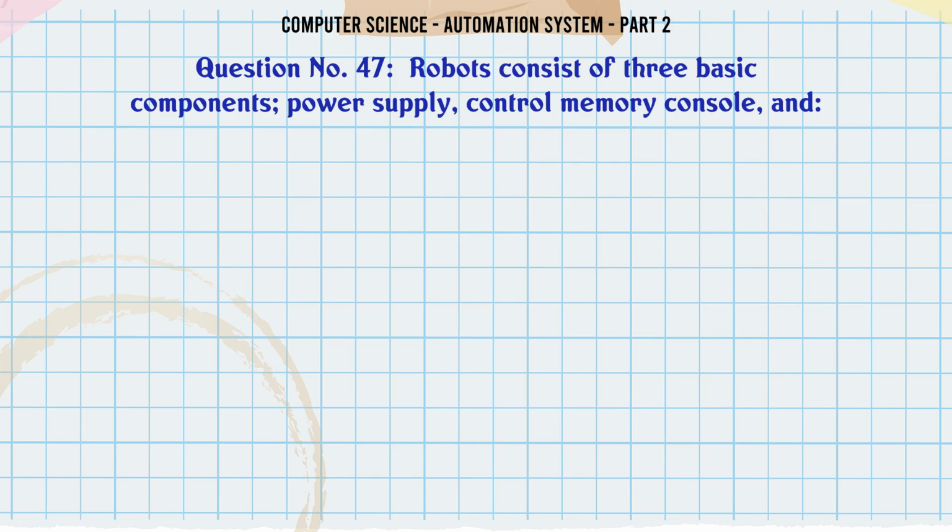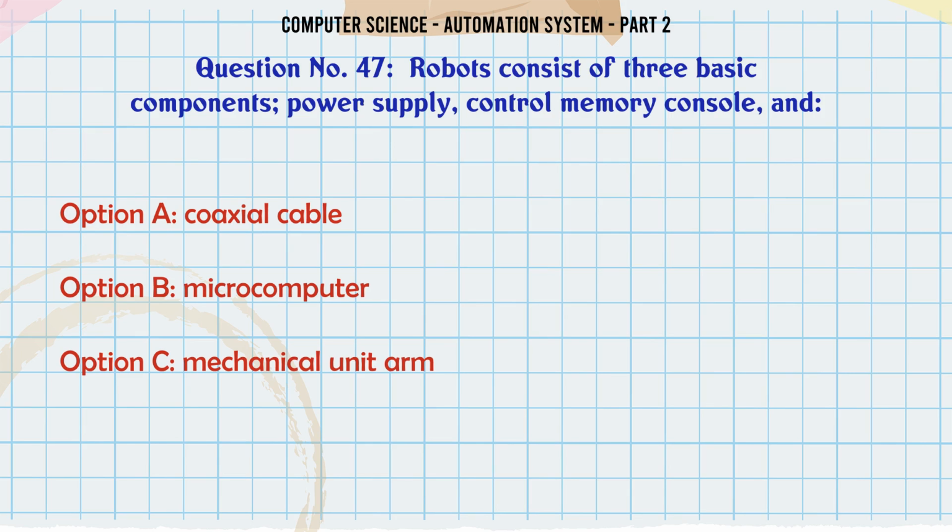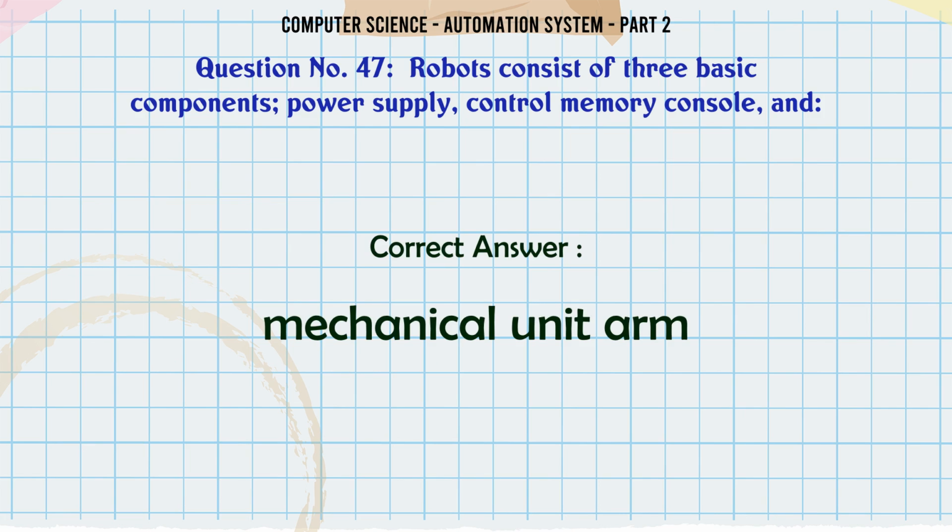Robots consist of 3 basic components: power supply, control memory console, and: A. coaxial cable. B. microcomputer. C. mechanical unit arm. D. software. The correct answer is mechanical unit arm.